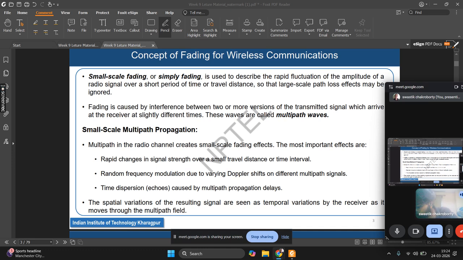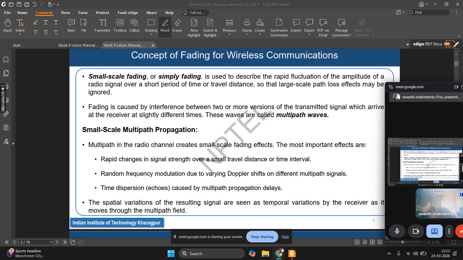So you get the same signal but in an amplitude shifted and phase shifted version. Now this is called an echo. So at the receiver you will receive lots of such echoes. That is called time dispersion. So these three, the rapid change in signal strength, random frequency modulation due to Doppler, and time dispersion, are the three effects that make the multipath effects in the radio channel.